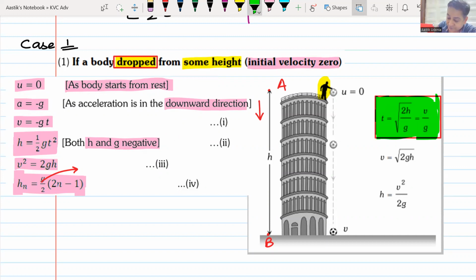This comes from, the first part comes from this, h is equal to half gt square. Do we understand this? Yes or no? The second part comes from this, v is equal to minus gt, v is negative, minus minus gets cancelled. So you can write time as root over 2h by g, or you can write it as final velocity v divided by g. Do we understand this? Yes or no?